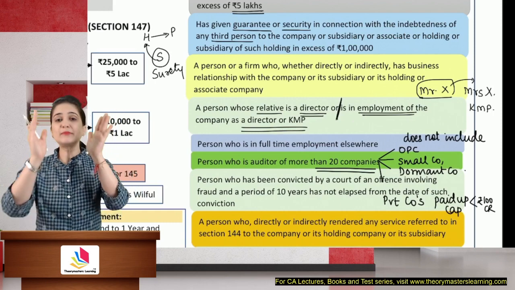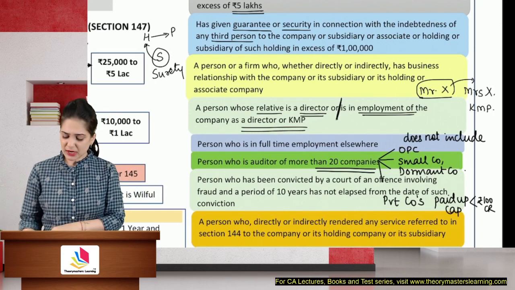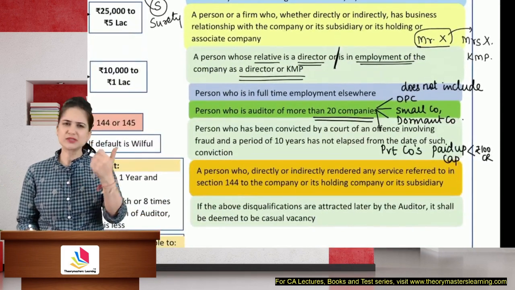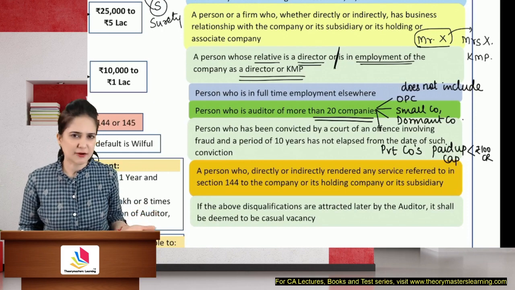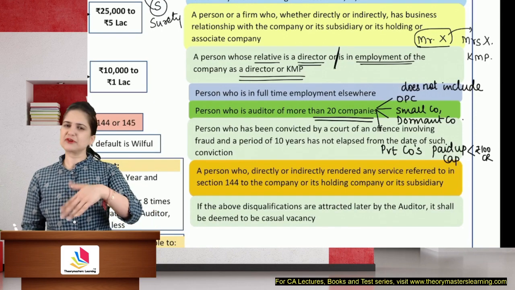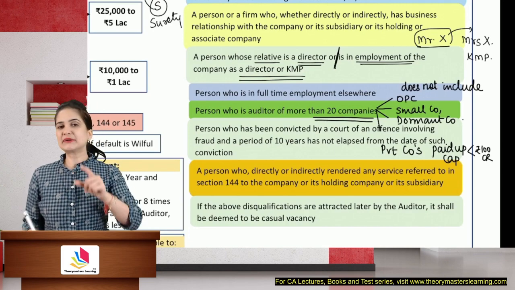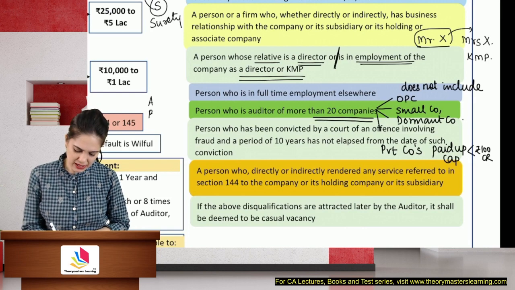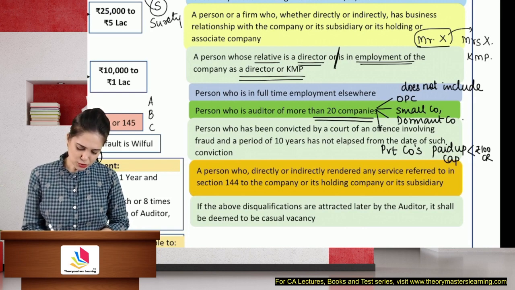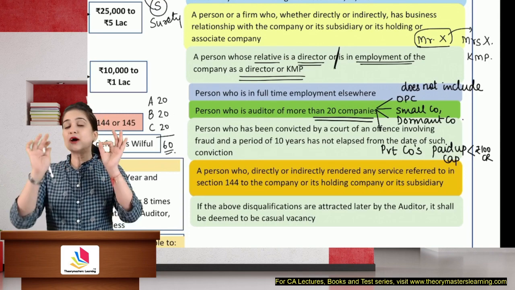There is a maximum limit of audits that you can undertake, but in that maximum limit of 20, it will not include OPC, small company, dormant company, private companies having paid up capital less than 100 crores. So even if your number exceeds because of these small companies, then I think it's fine. Now, this limit applies to every person. So if I have a firm having three partners, A, B, and C, Mr. A can hold a maximum of 20, B 20, and C 20. So the firm can hold a maximum of 60 audits.